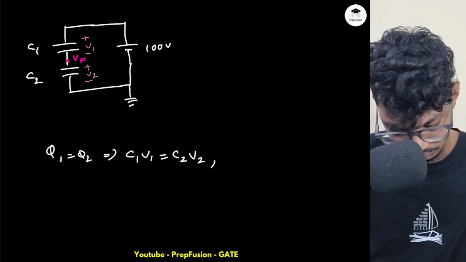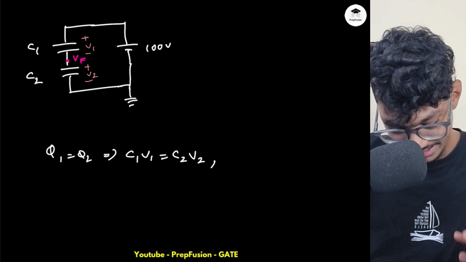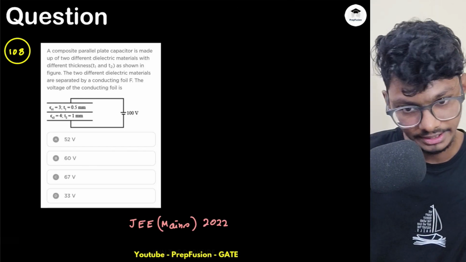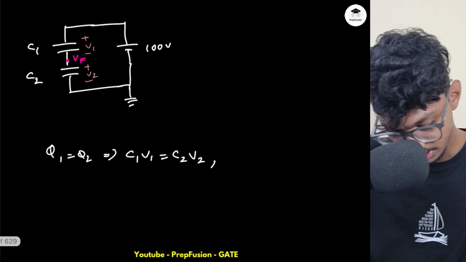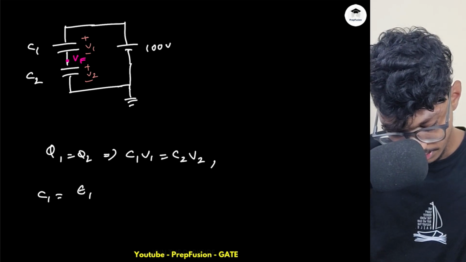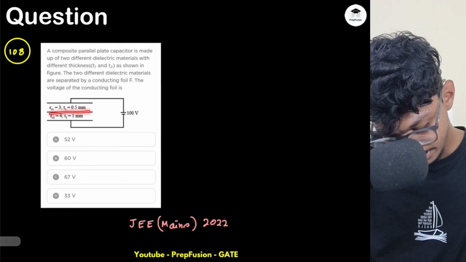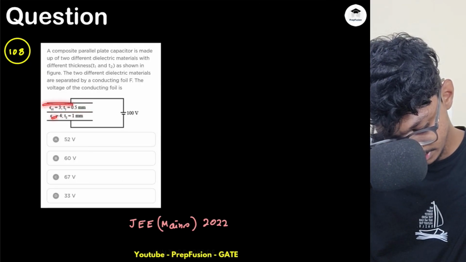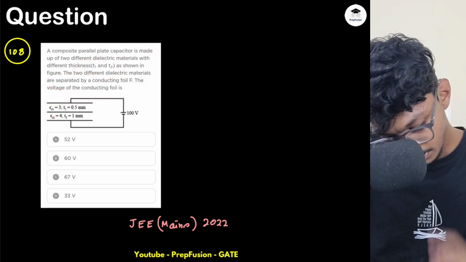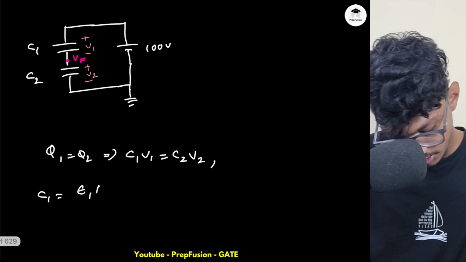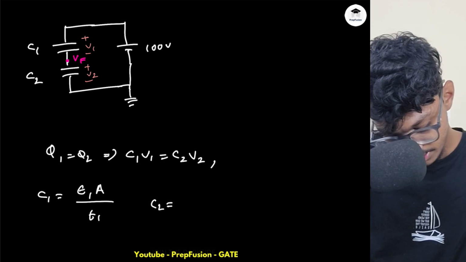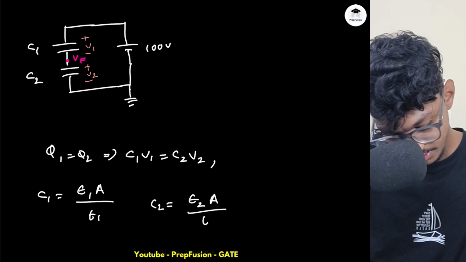Sorry for waiting. So now what other things I know? C1, C2 I can individually compute, right? So what is C1 basically? C1 is equal to epsilon 1 into the area. They have the same area, they have not mentioned anything, just the dielectric materials are different and the thickness is different. So area is same, this will be A divided by the distance, that is T1. And C2 is epsilon 2, area is same, divided by T2.